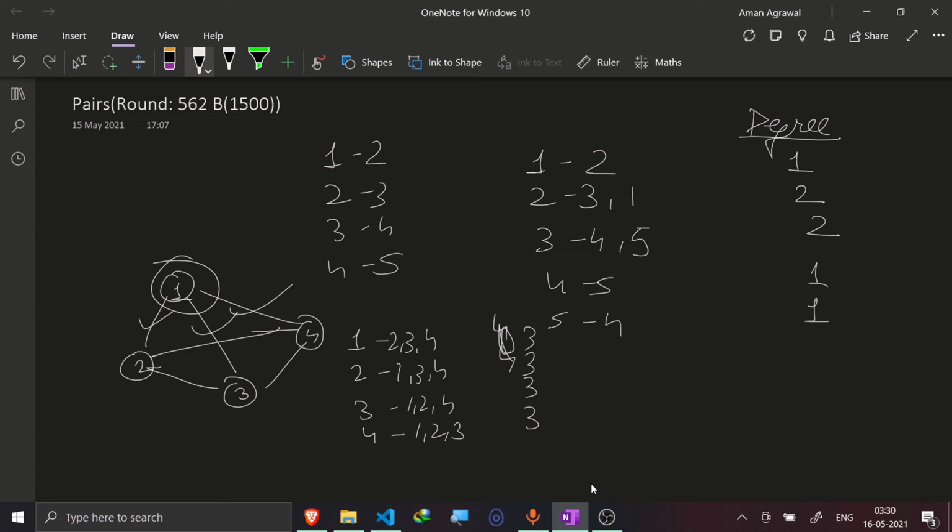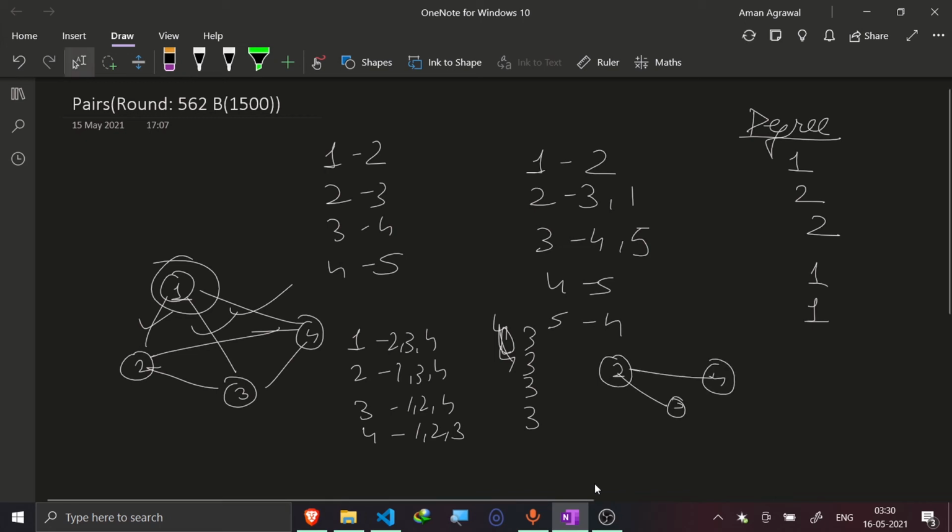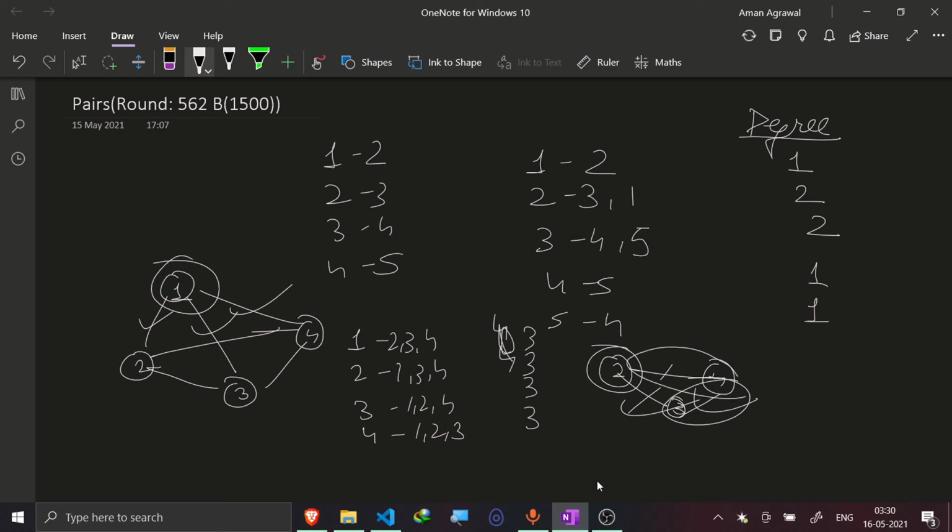So after this, what would I be left with? 2, 4. Okay, so now suppose I choose 2, then I would delete these two edges, and after this deletion, there would be this edge left in my graph. If I choose this and this, there would be this left. If I choose this and this, there would be this left. So at least one edge remains, and hence the answer would definitely be no.